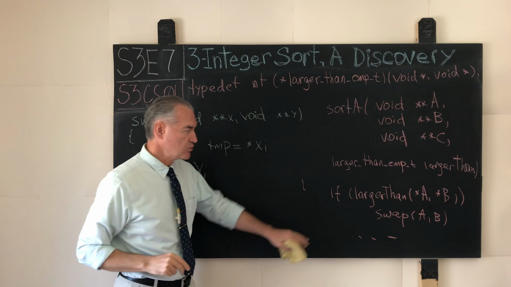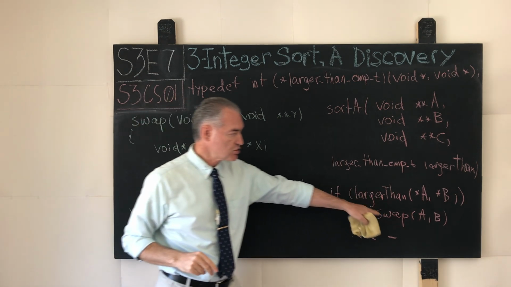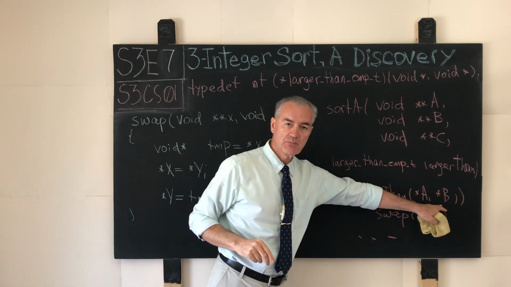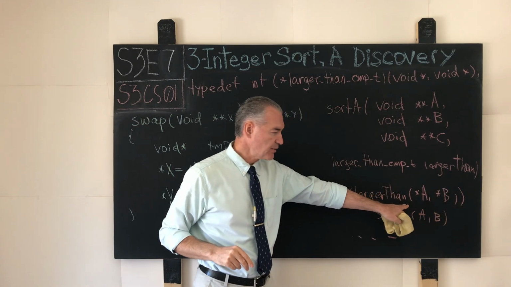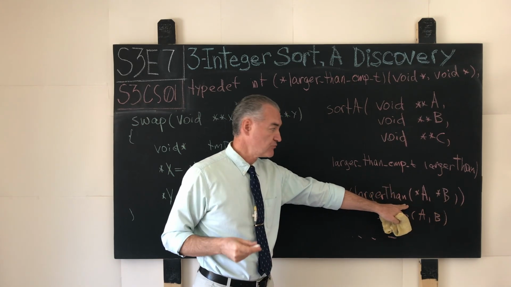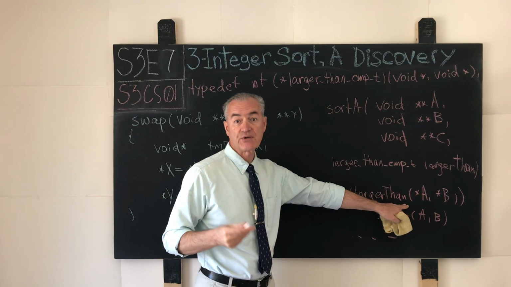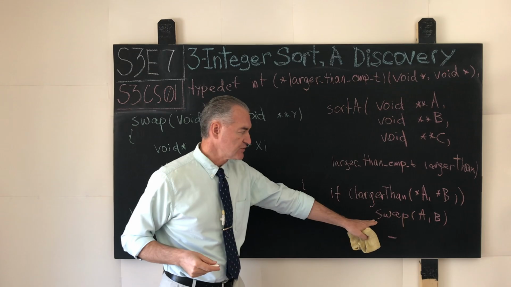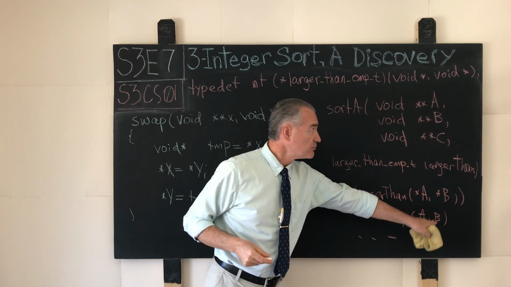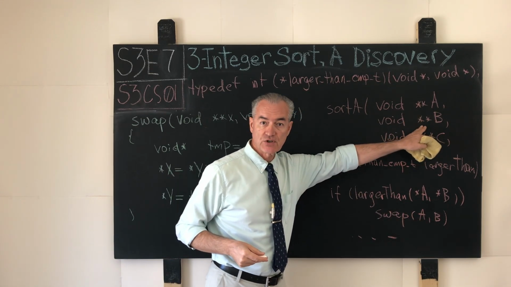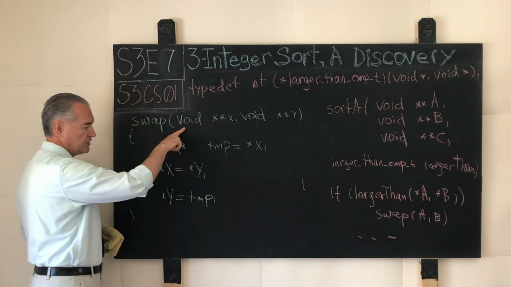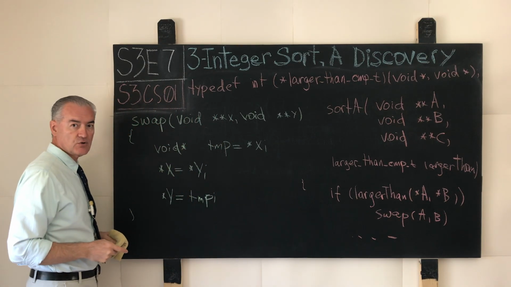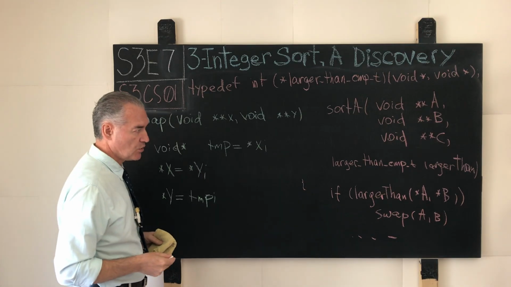The if statement will then be crafted as: if larger than star A star B, because now this comparison, I'll show how it works in a second, for example, for comparing integers. If that comparator returns true, then we perform the swap. Swap takes A and B, void star star, void star star, comes back over here. The circuit closes, game over, we're home free.